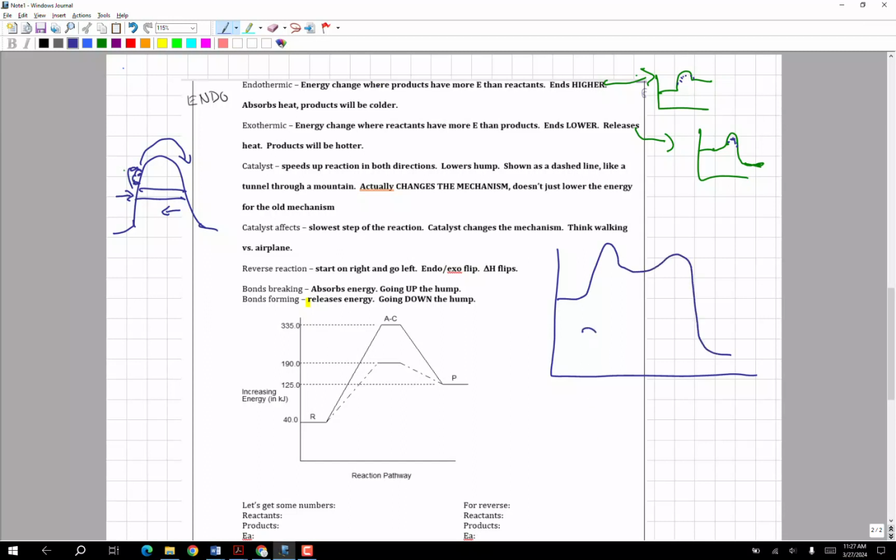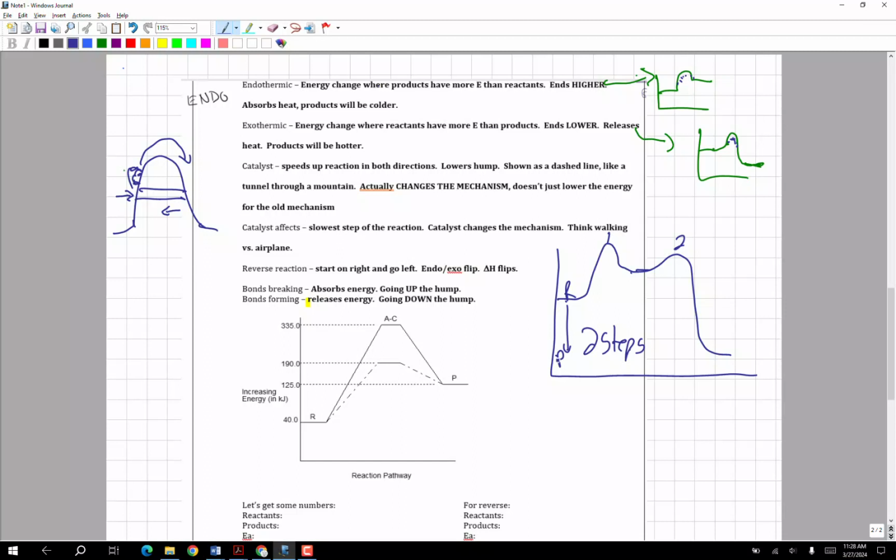Okay. The other thing I want to do with this right now is humps equals steps. This has two steps. How do I know it has two steps? It has two humps. Does that make sense? The first step, energy goes up, is endothermic. The second step is exothermic, but overall, it's exothermic. Remember, exo means you lose heat.